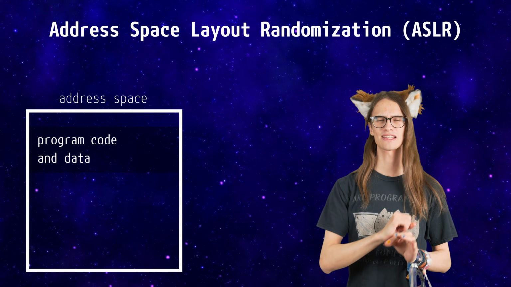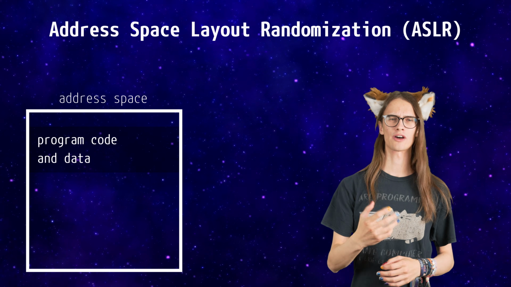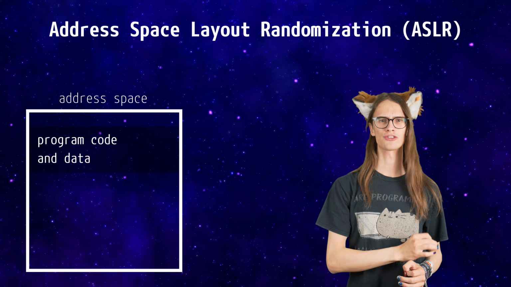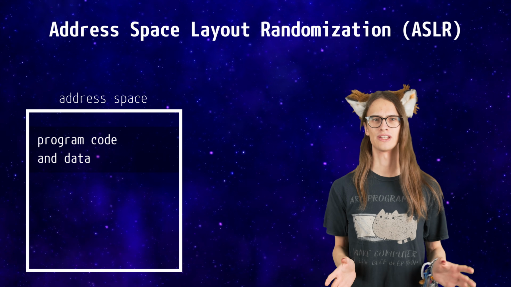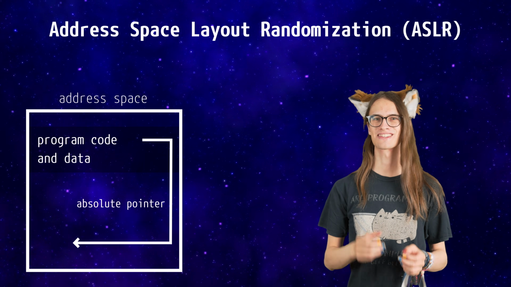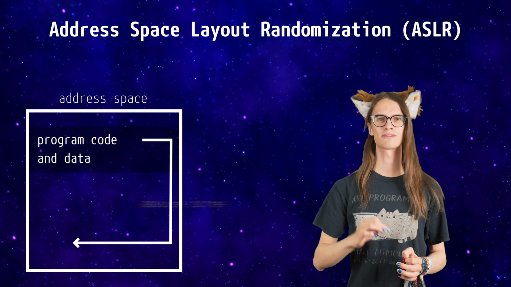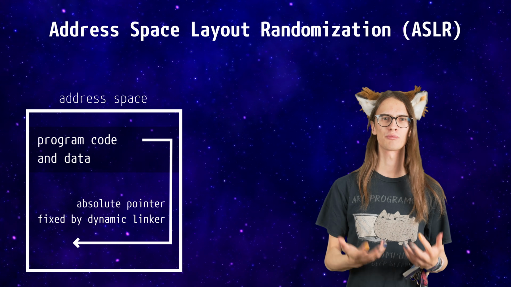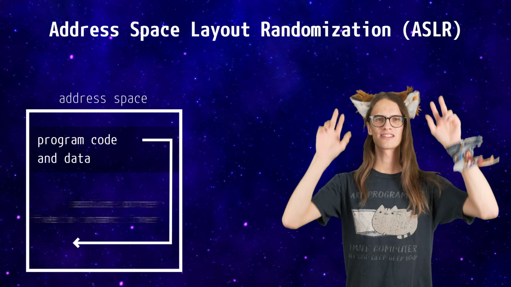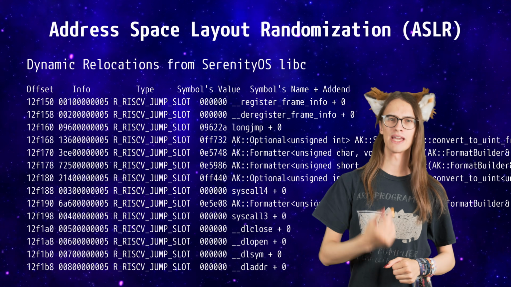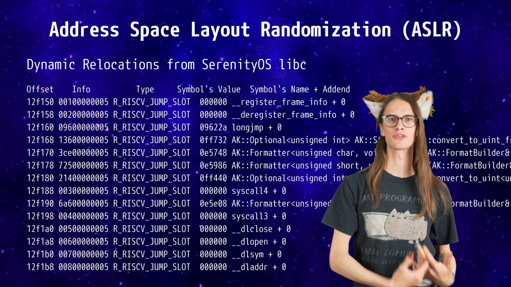However, for ASLR to work, all the code in our program needs to be independent of the position that it gets loaded at. Absolute addresses can be used, but they have to be fixed by our operating system's dynamic linker right when our program starts. These dynamic relocations make programs larger and slower to start.